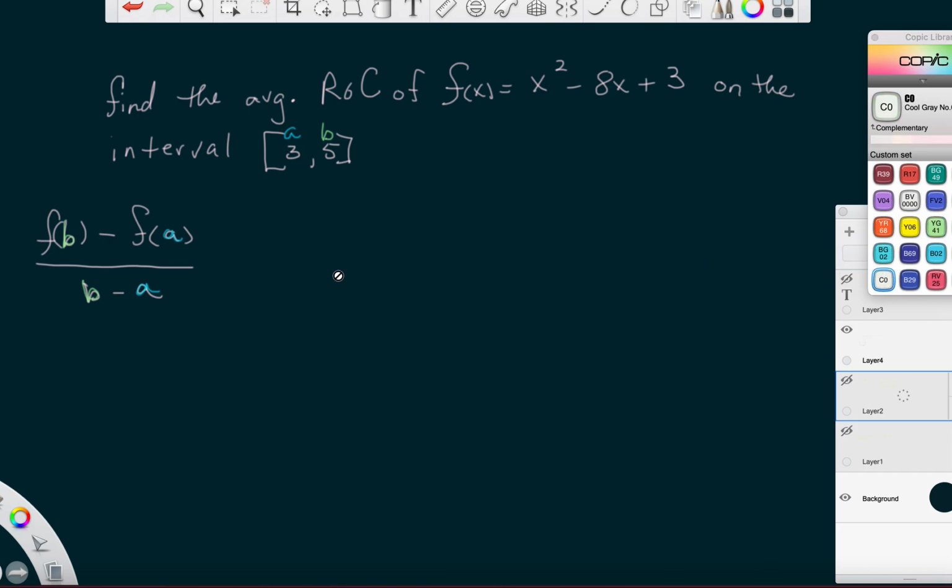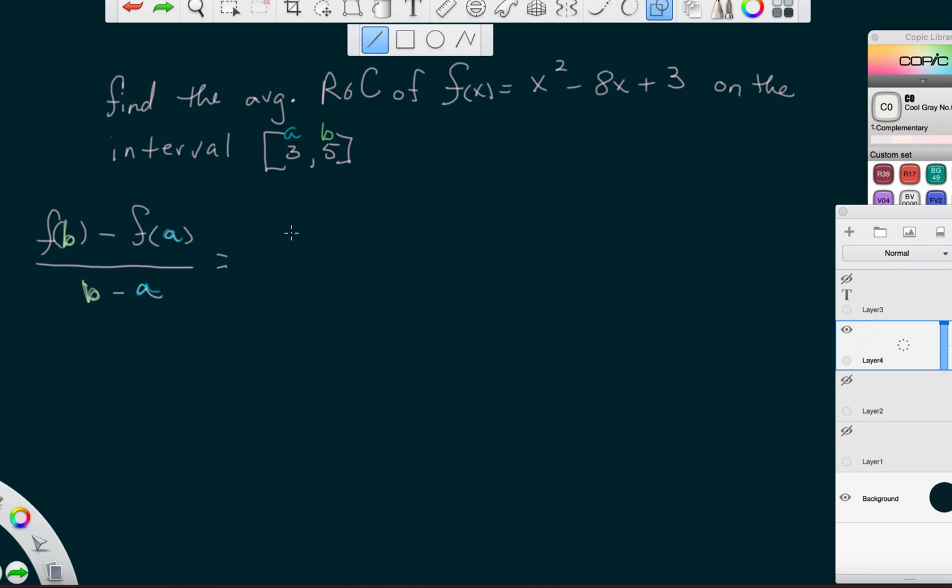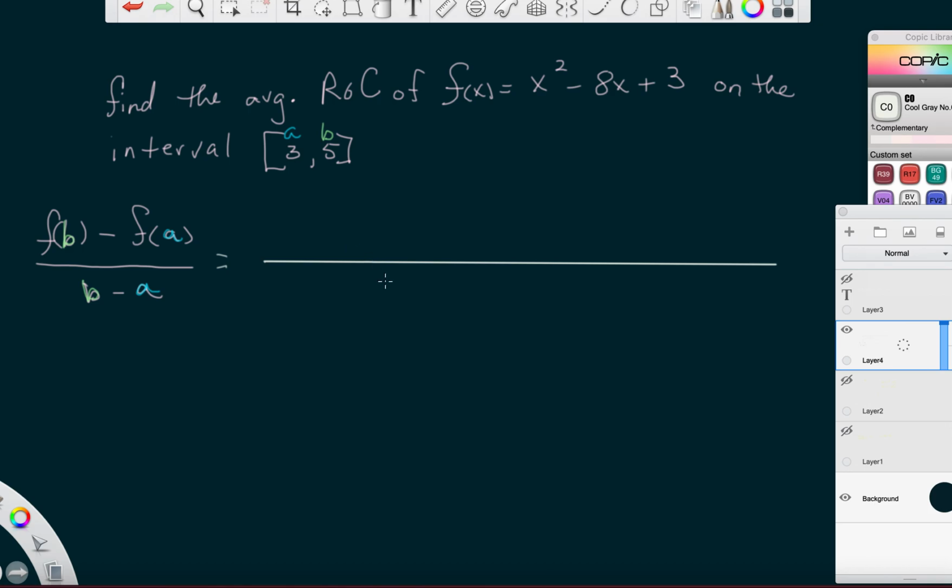So let me go ahead and, oh, I'm not on that layer. So here we go. Let me just write this out. Whoa, that was horrible. Let me use this line guy. Let me just go ahead and do this. There it is. I'll get rid of that. We'll start writing again. So what's the easy part?